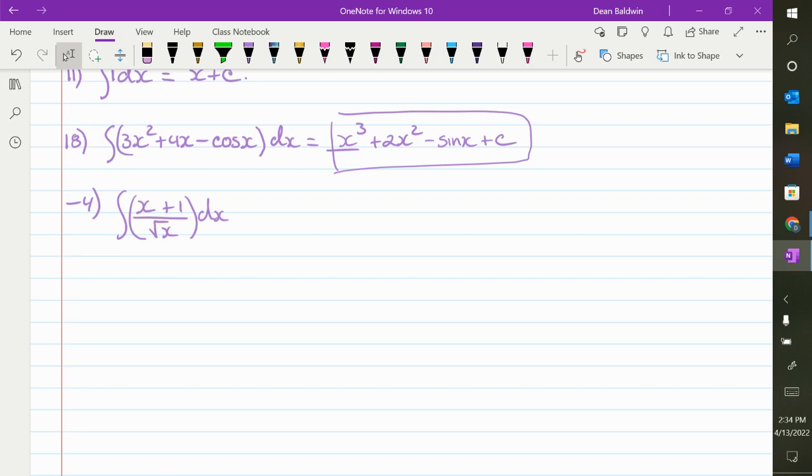Quotient rule. We're doing the antiderivative. Okay, you want to break it apart. How are you going to break it apart? X divided by root of x, and then another one of just 1 over root of x. Yes, that's exactly what you want to do. This little trick here will save you a lot when we get into more complex things.